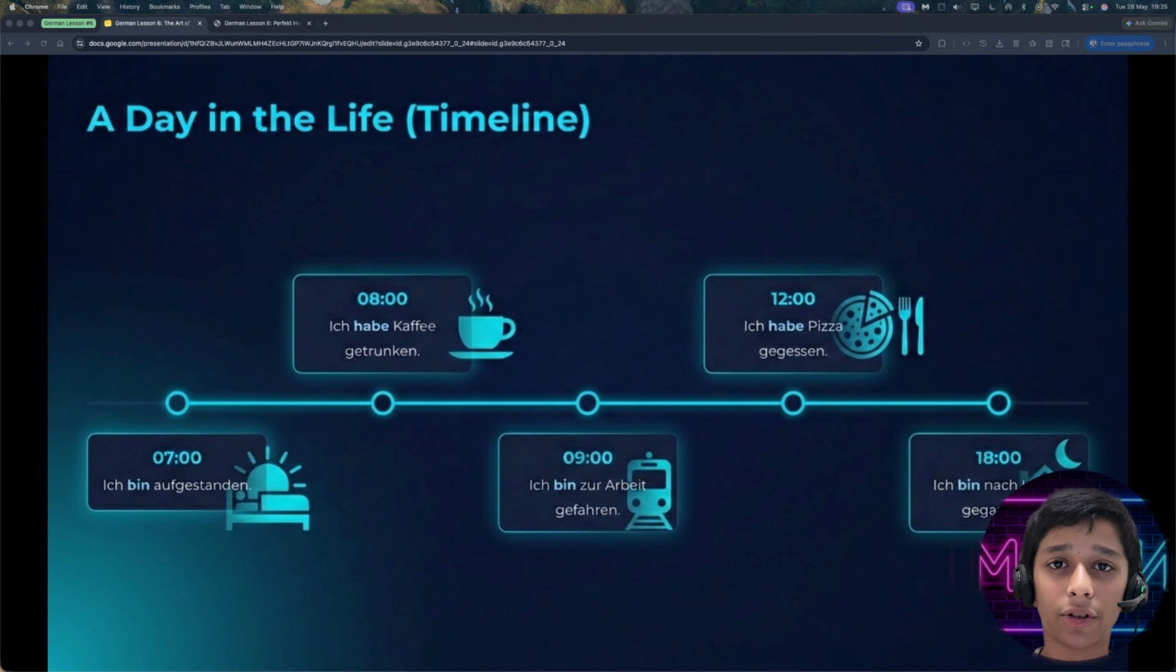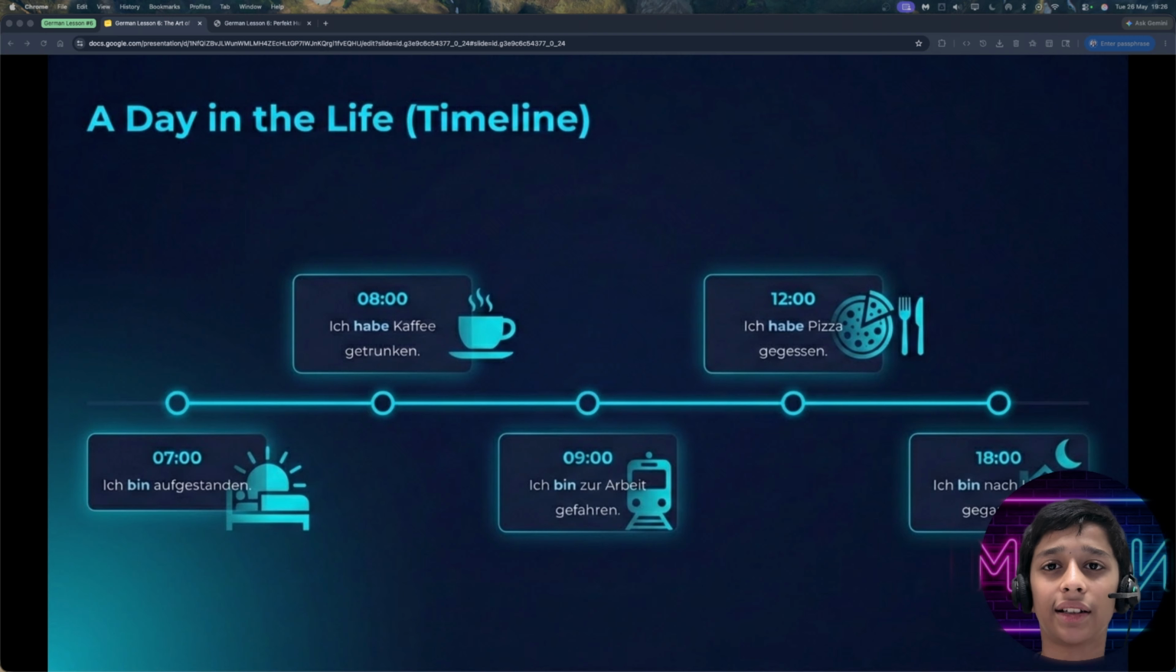Here's where it all comes together. A real day-in-the-life story in the perfect. Ich bin um 7 Uhr aufgestanden means I woke up at 7. Ich habe Kaffee getrunken means I drank coffee. Dann bin ich zur Arbeit gefahren means then I drove to work. Ich habe 8 Stunden gearbeitet means I worked 8 hours. Am Abend bin ich zu Hause geblieben. In the evening I stayed home.